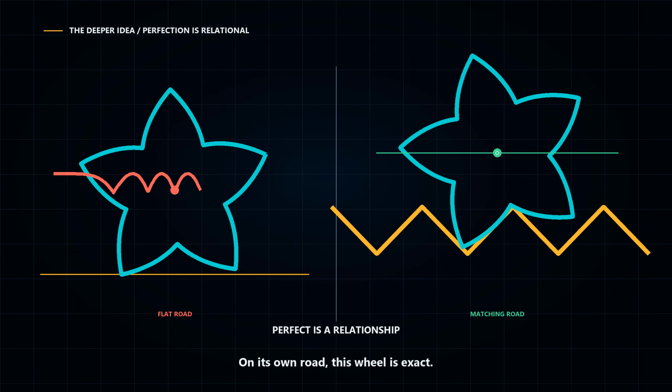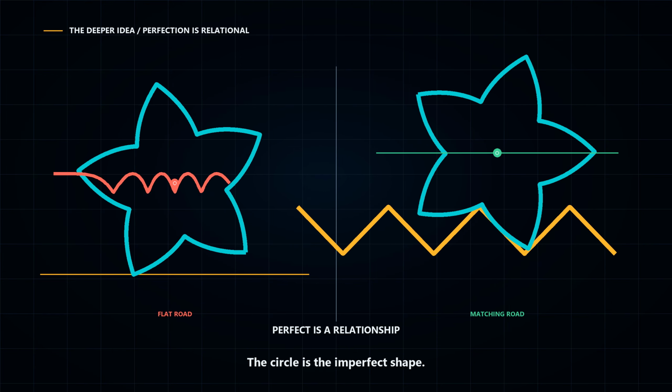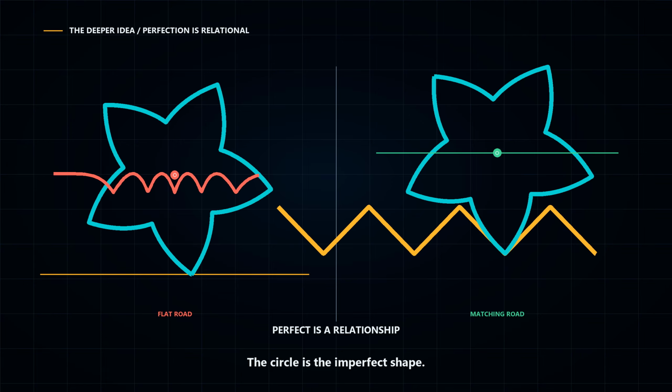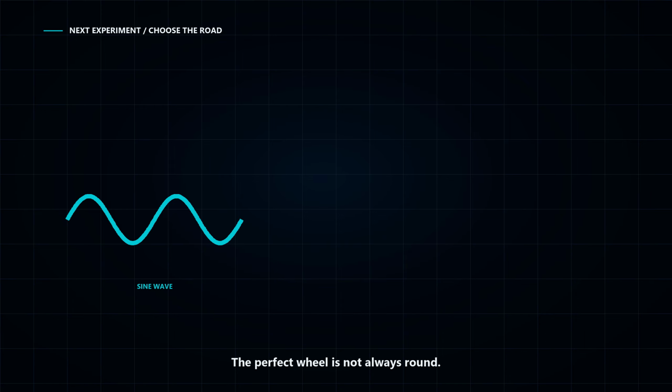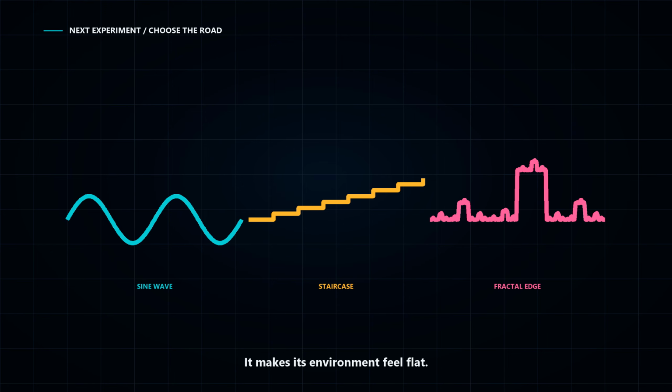On the wrong road, this wheel is absurd. On its own road, a circle is the imperfect one. So the perfect wheel is not always round. It is the shape that makes its environment feel flat. Which impossible road should we solve next? A sine wave, a staircase, or a fractal edge?